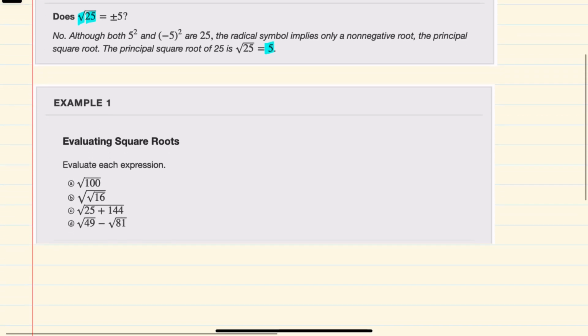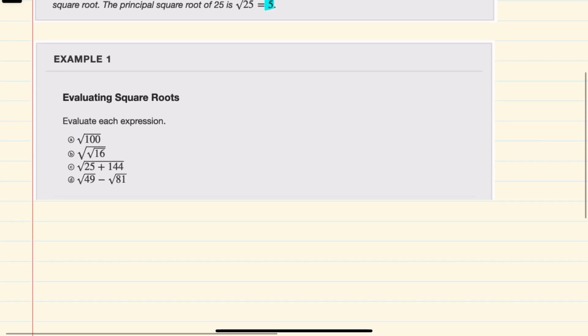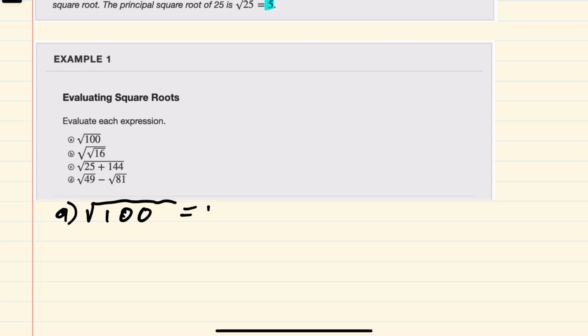And then we have a few examples here where we are evaluating square roots. The first is the square root of 100. So this is asking what number times itself equals 100. And since 10 times itself is 100, the square root of 100 is 10.